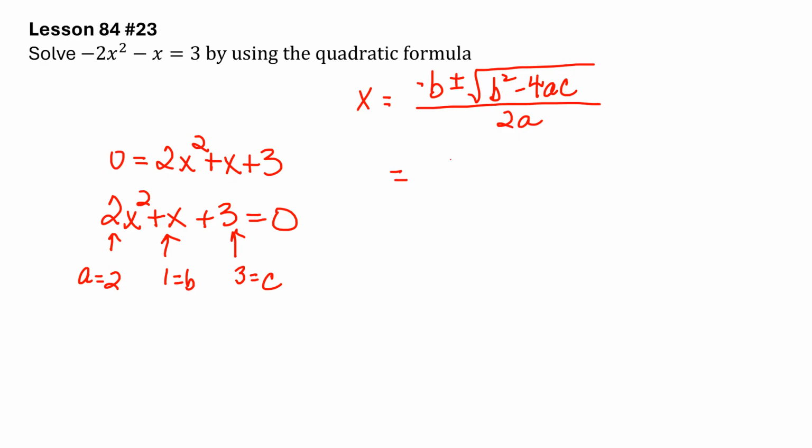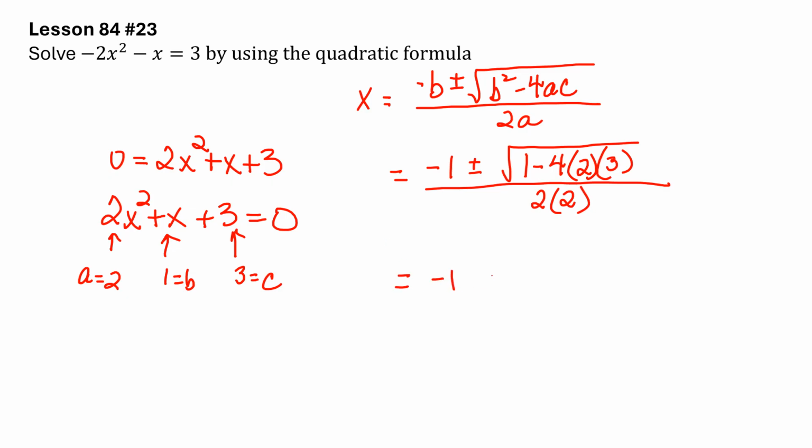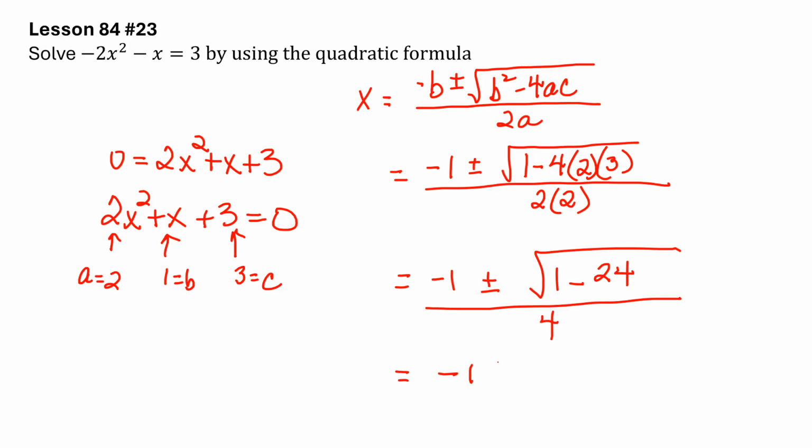So this equals negative b, which is negative 1, plus or minus the square root of b squared. 1 squared is just 1, minus 4 times a, which is 2, times c, which is 3, all over 2a, so 2 times 2. So that's going to be negative 1 plus or minus the square root of 1 minus 8 times 3 is 24. And then that's all over 4. So that is negative 1 plus or minus the square root of negative 23 all over 4.